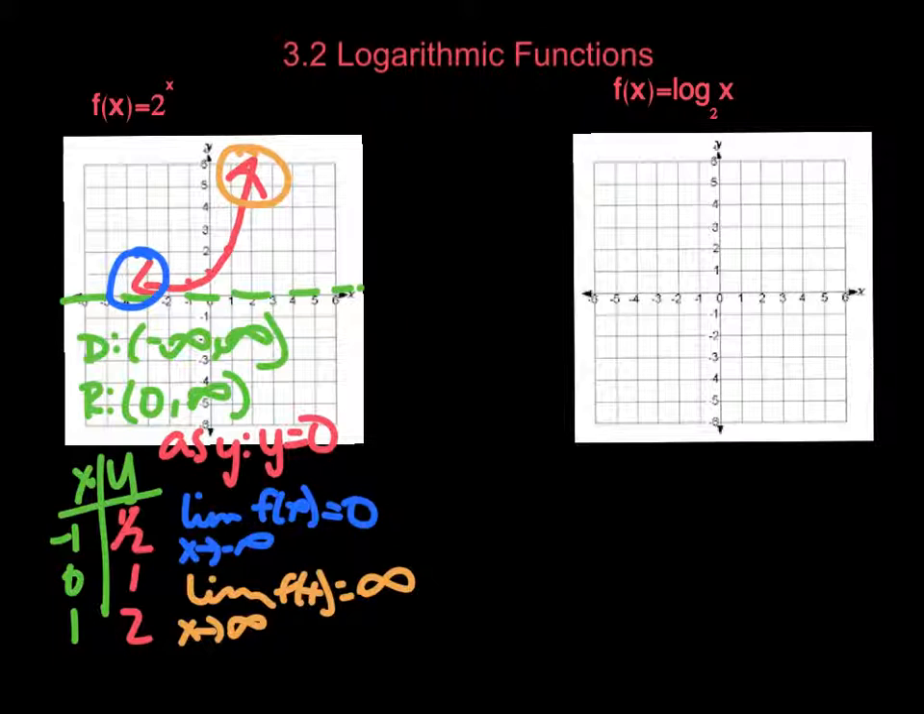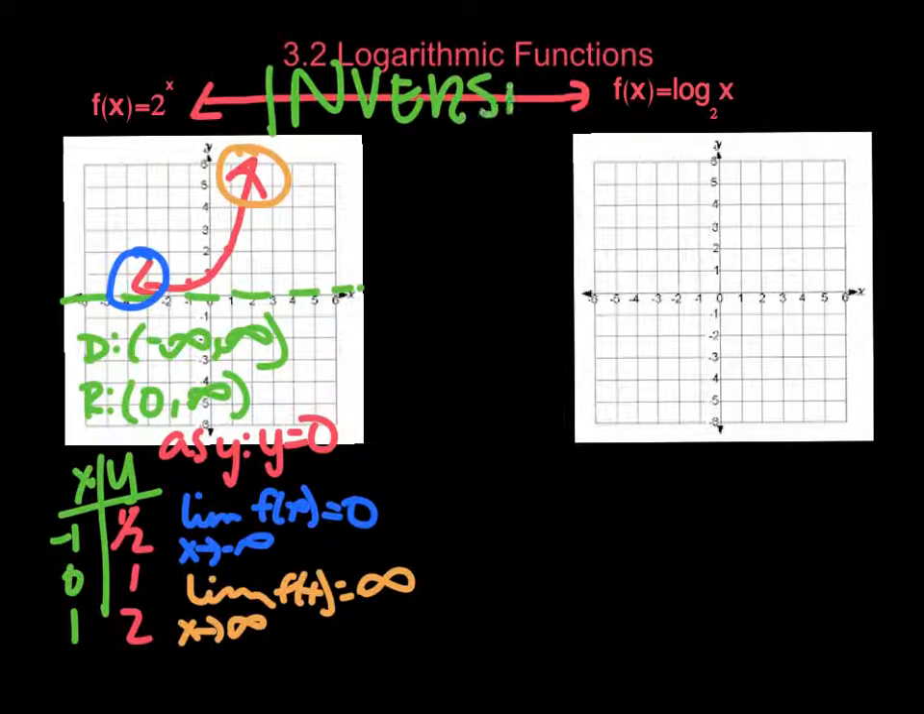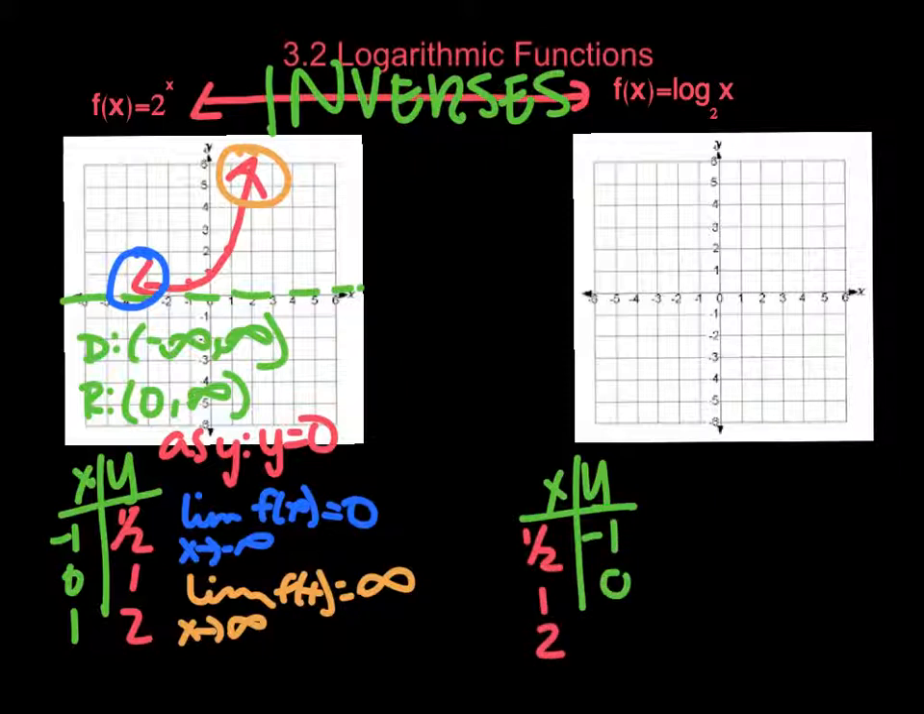So now we're going to talk about logarithms, which are inverses of exponentials. An inverse basically means that you're switching your x and your y coordinate. So we're going to basically keep everything the same, except we're going to take all of our x values here and put them in the y column. We're going to take all of our y values here and put them in the x column. So we're going to switch them. That's what gives you an inverse.